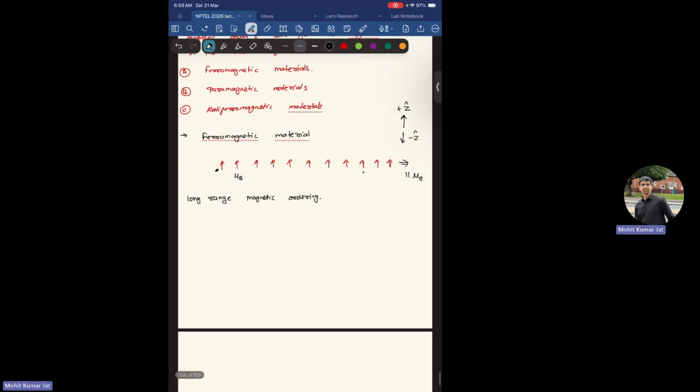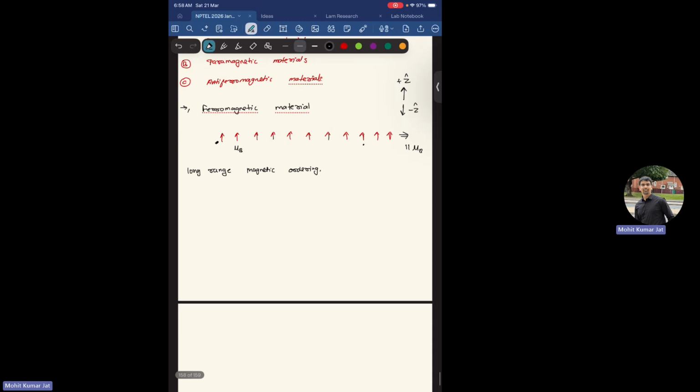Now coming to option C first. Let's analyze option C, antiferromagnet material. So antiferromagnet materials are those in which if one spin is up, the side of it will be down, right?